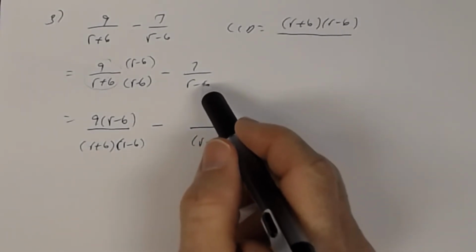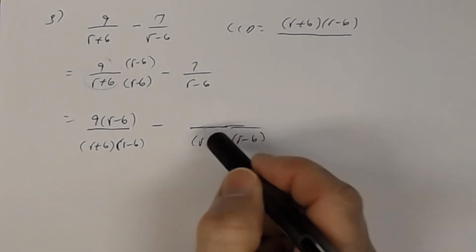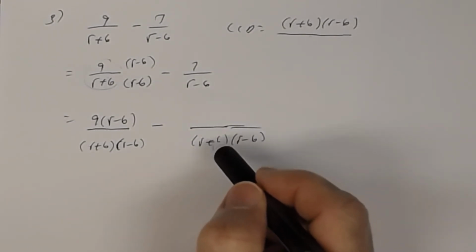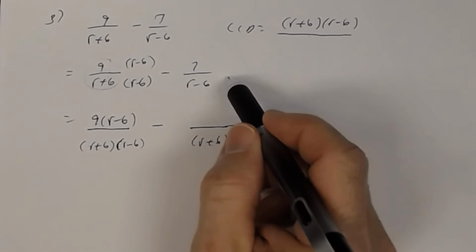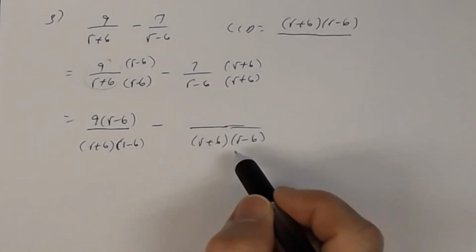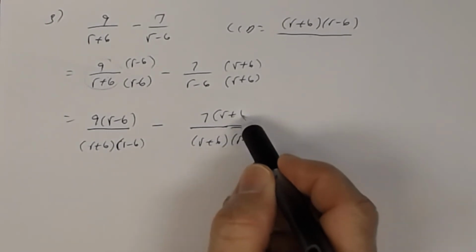Over here, notice I have an r minus 6, so I'm missing this. This is what you don't see here. This factor is what's missing. So I'm going to multiply this by r plus 6. What I do to the denominator, I do to the numerator. So this becomes 7 times r plus 6.